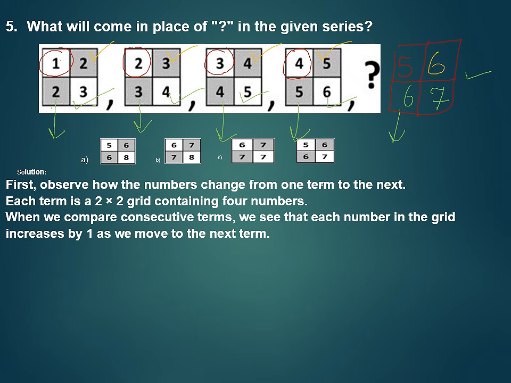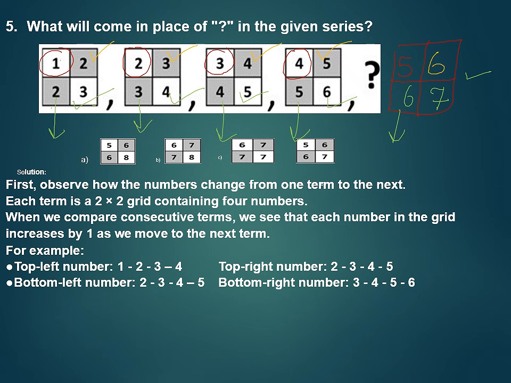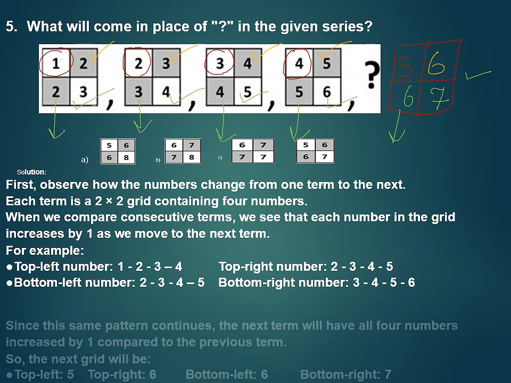We have observed how the number changes from one term to the next. Each term is a 2 by 2 grid containing 4 numbers. And when we compare consecutive terms, we see that each number in the grid increases by 1 as we move on to the next term. As I explained, the top left number is increasing 1, 2, 3, 4, so next will be 5. Top right number is increasing 2, 3, 4, 5, so the next number will be 6. Bottom left is increasing 2, 3, 4, 5, so the next number will again be 6. And bottom right number is 3, 4, 5, 6, so it will be 7.